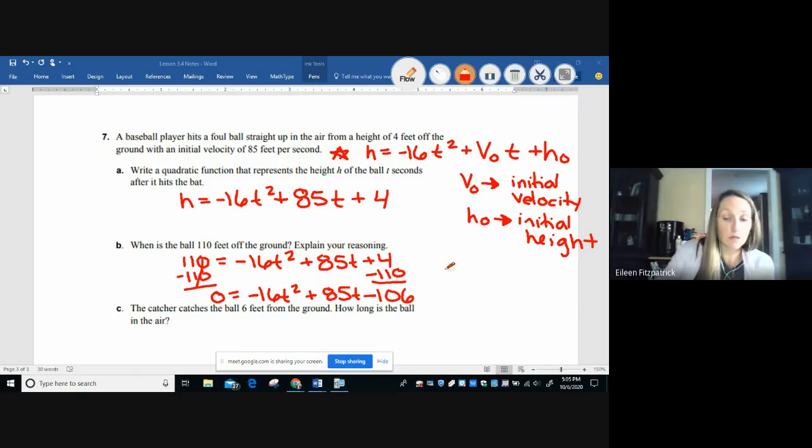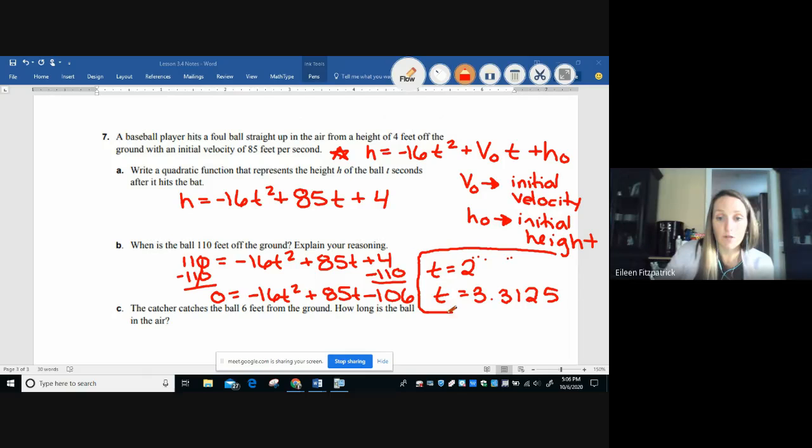Okay, I'm going to give you the answers, but I want you to take a minute, pause this, take a minute and work through this equation. A is -16, B is 85, C is -106, and plug into the quadratic formula and make sure you're able to get t is equal to 2 and t is equal to 3.3125.